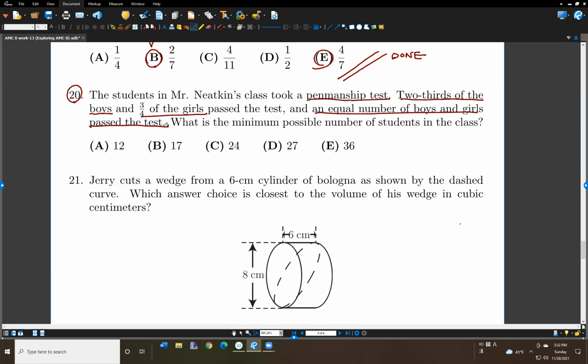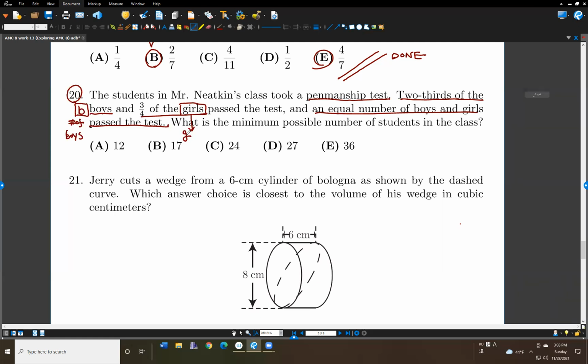So we need to set up the equations. How many boys, how many girls, we don't know. That is what we are looking for. So for boys, I'm going to use B. B is the number of boys. Girls, I'm going to use G.